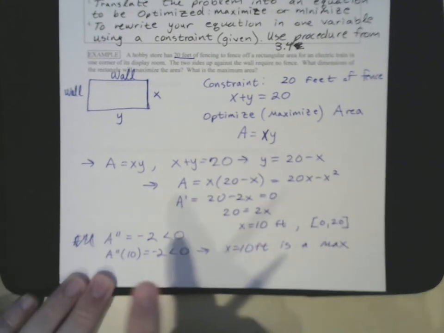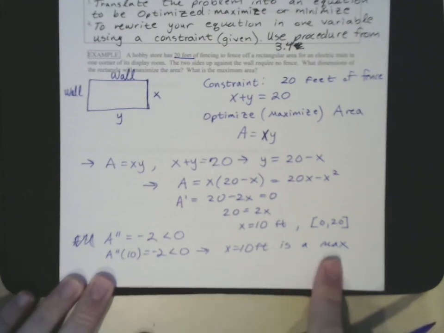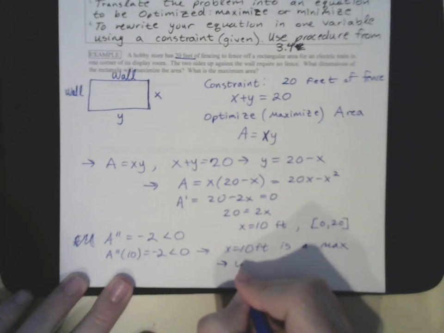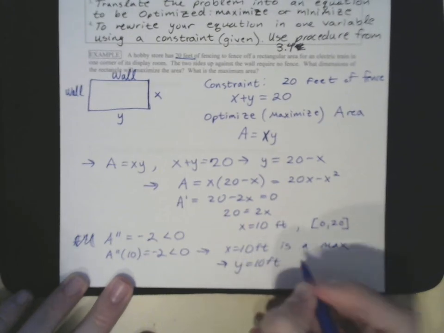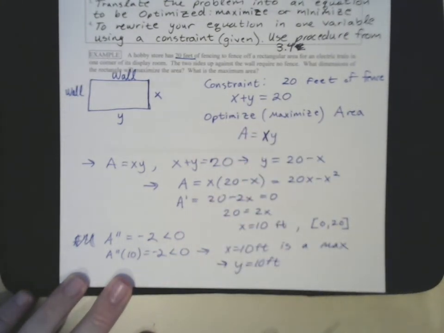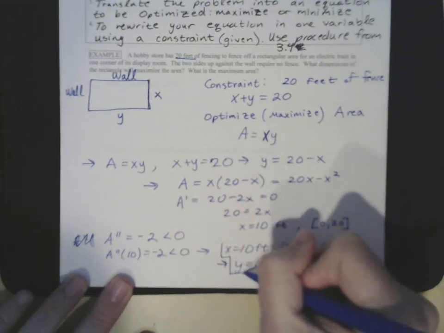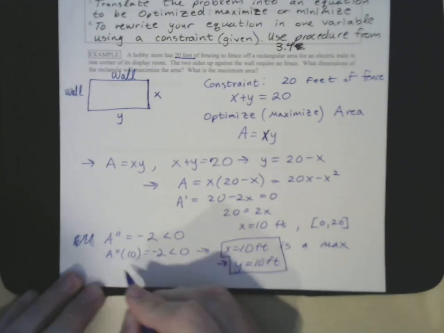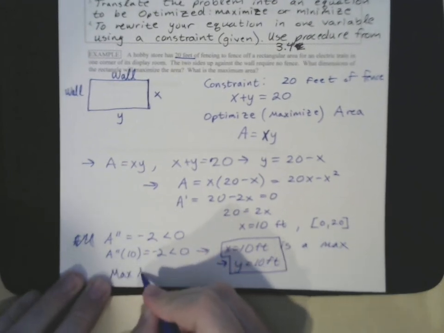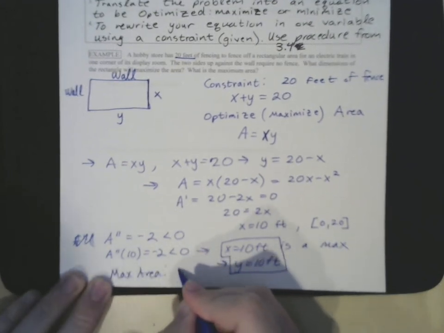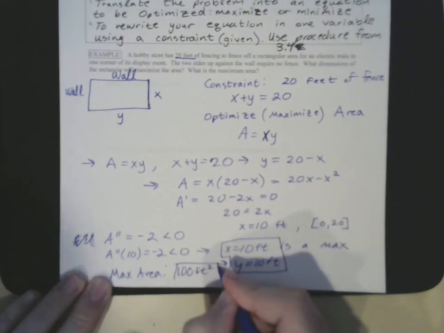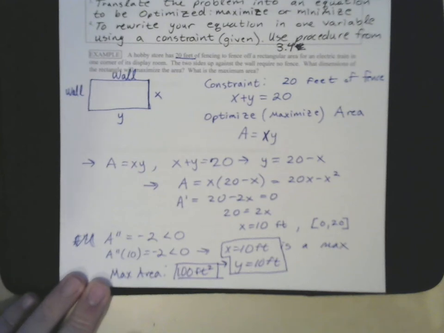So we have x equals 10. Using principle 2, we know that that's going to be the maximum. So if x is 10, that means y has got to be 10 because x plus y has to equal 20. So these are our dimensions, half of our final answer. And then the max area is 10 times 10, or 100 feet squared. So those are the two parts to our answer.